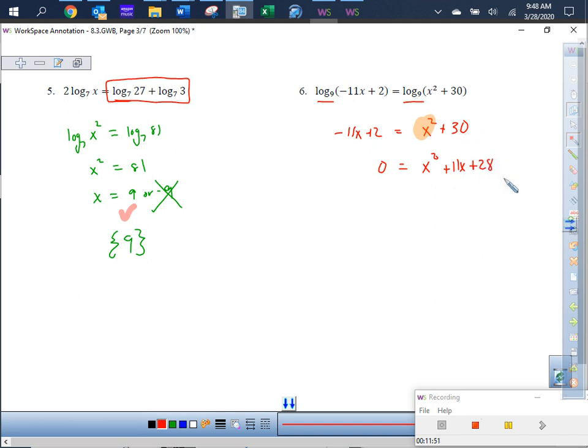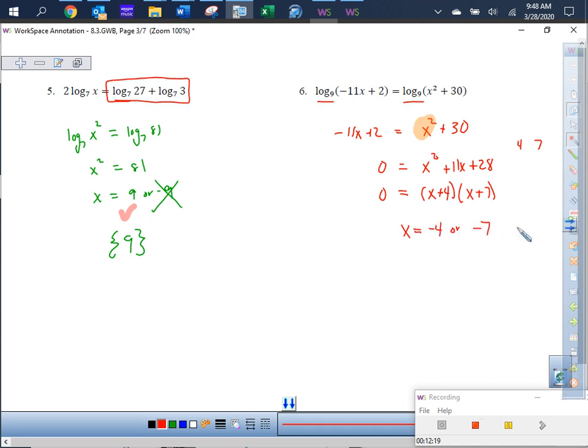And now, trying to find two numbers that multiply together to be 28 and add together to be 11. I'll pause for a second so you can figure that out. It's 4 and 7, guys. 4 and 7, do that. And that would factor to be x plus 4 times x plus 7. And that means our solutions, x could be negative 4 or negative 7.